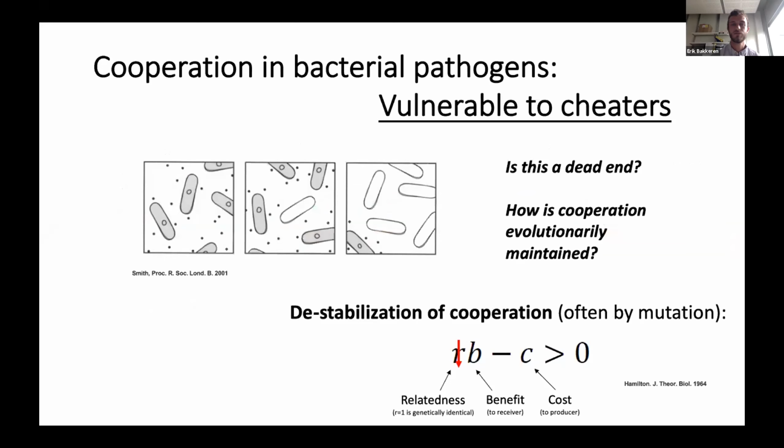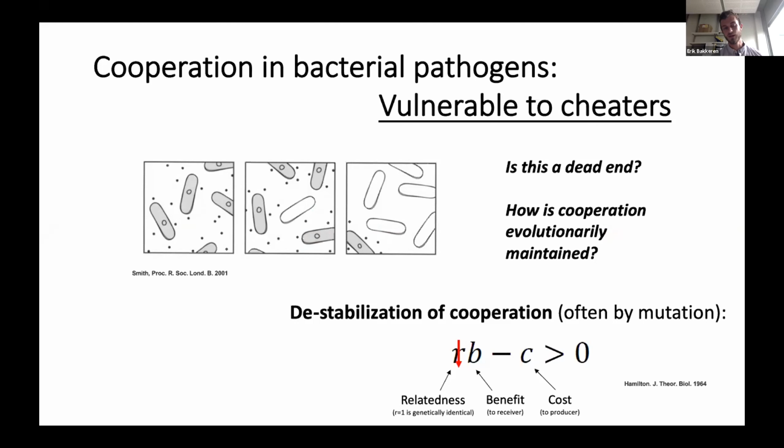Again, to reiterate this, here we have depicted a producing cell shown in gray with these little black dots, which are the public good. Then you have a white strain that emerges, which in this case is a cheater, and these start to grow faster. But the problem is that all of a sudden you don't have enough public good around because there's less production, and the entire population can crash in some cases. So this is very clearly a problem and potentially a dead end.